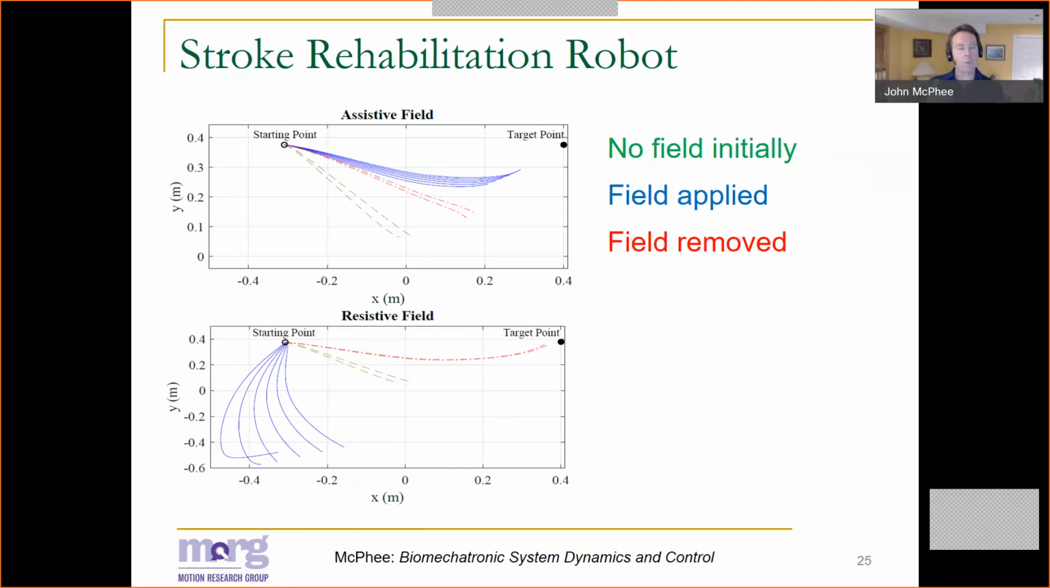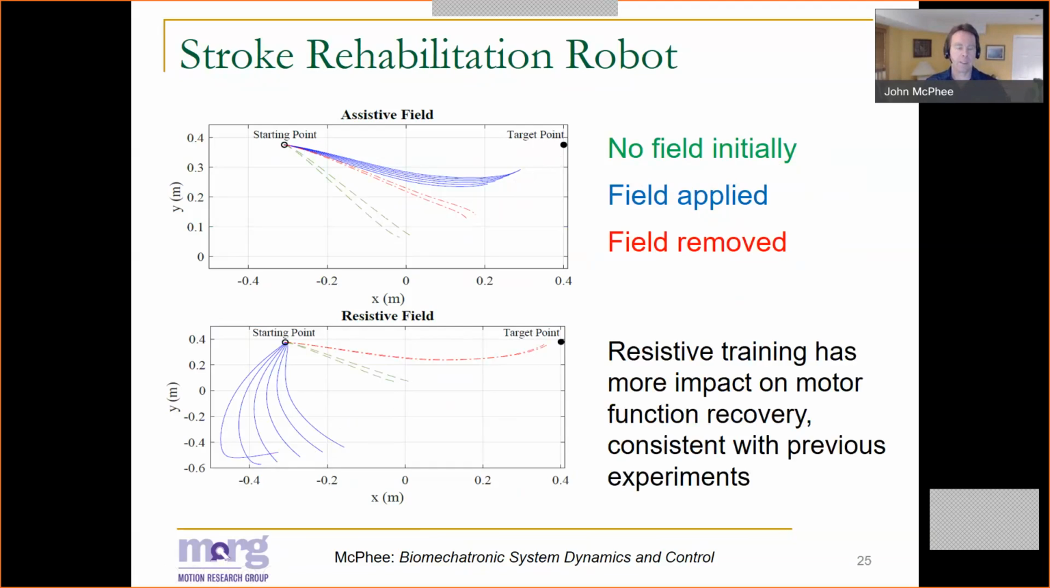However, when we remove the fields in the 2 therapy sessions, the patients who are receiving an assistive field do worse in reaching to the target. The patients who have been struggling against the resistive field actually do much better in reaching towards the target point. And these simulation results are actually very consistent with experimental results in the literature, which shows that resistive training can have a highly beneficial impact on recovery of motor functions following stroke.